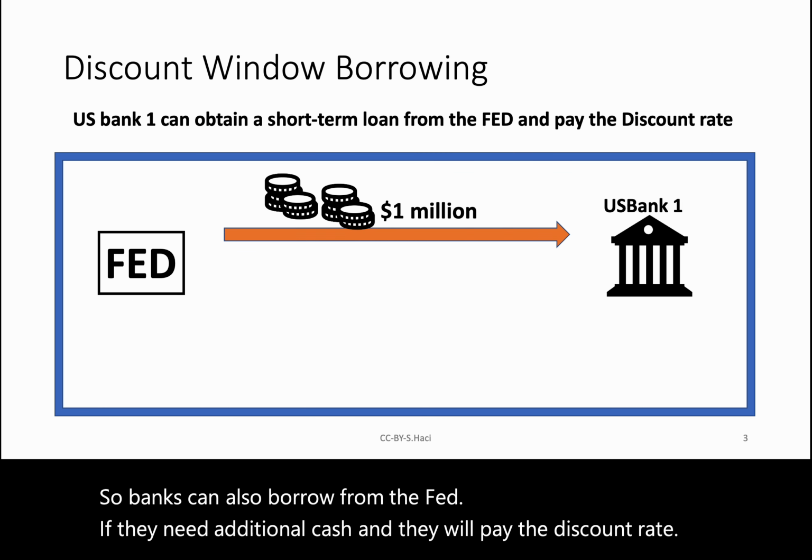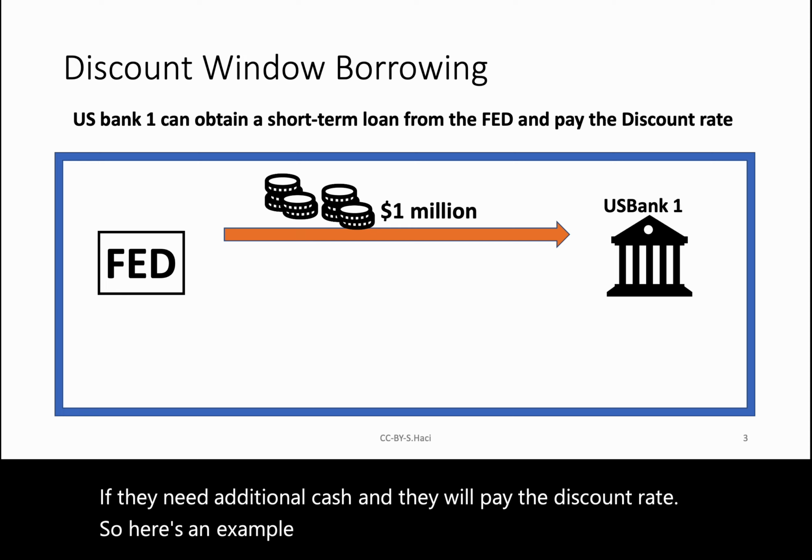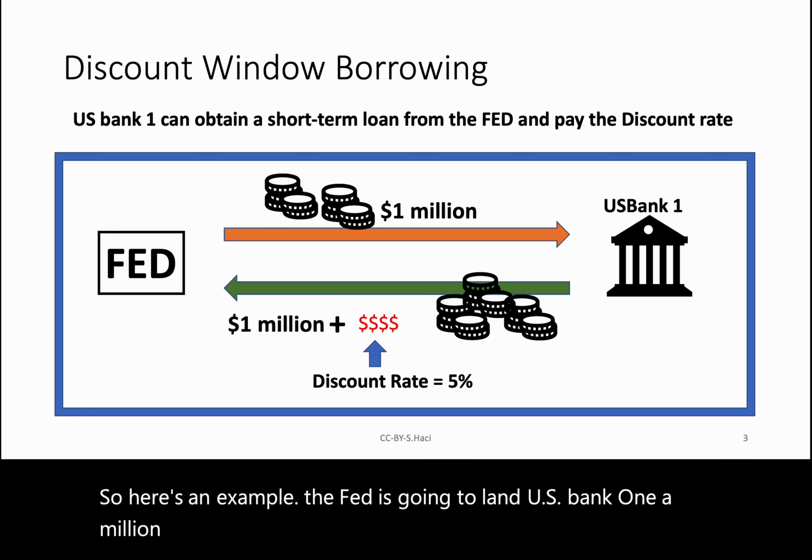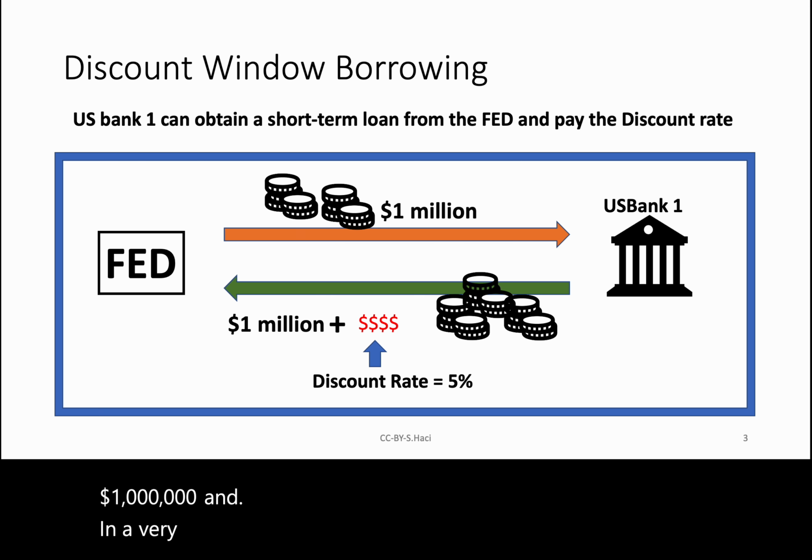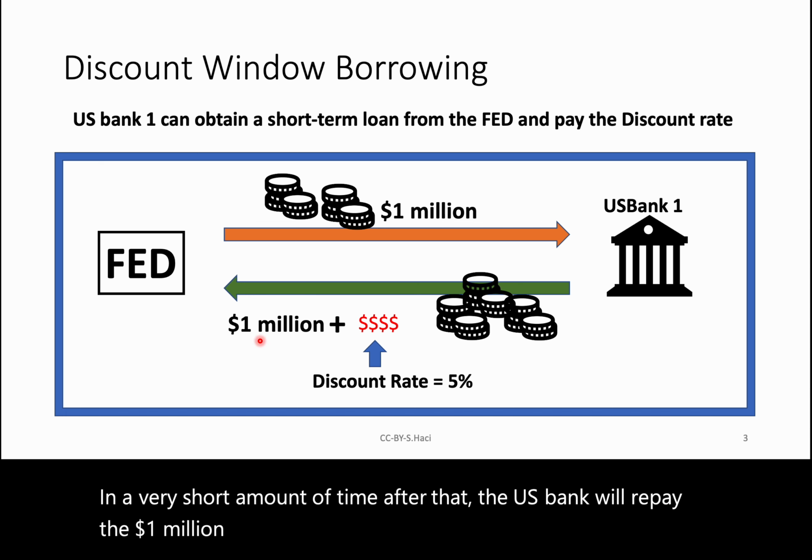So here's an example. The Fed is going to lend US Bank 1 $1 million, and in a very short amount of time after that, the US Bank will repay the $1 million plus some interest, which is determined by this discount interest rate.